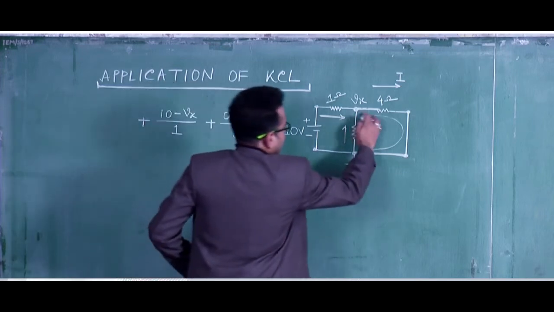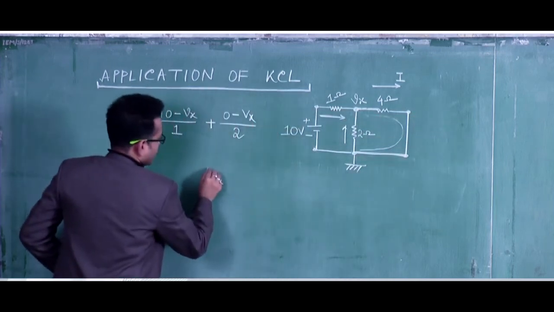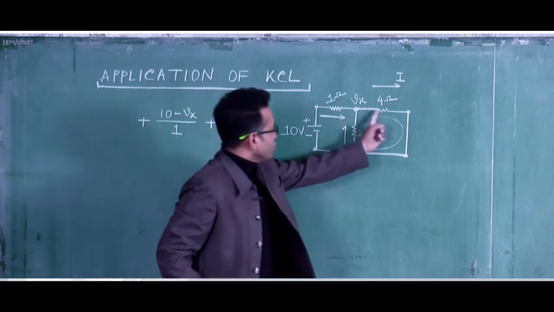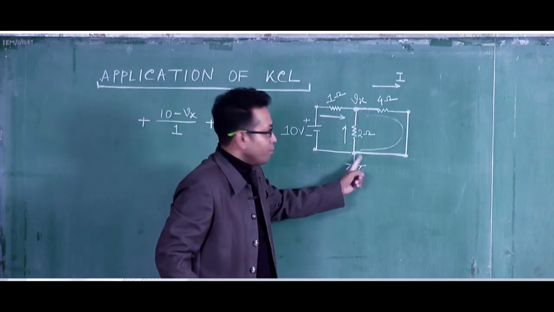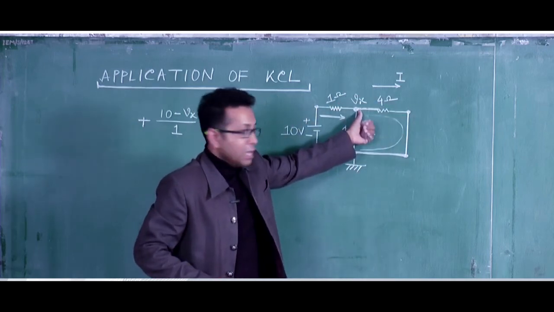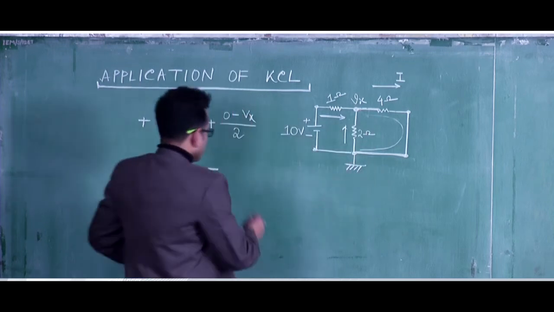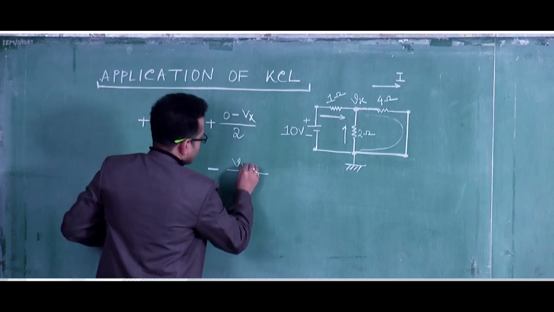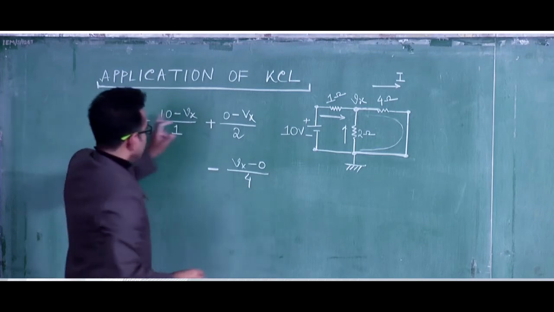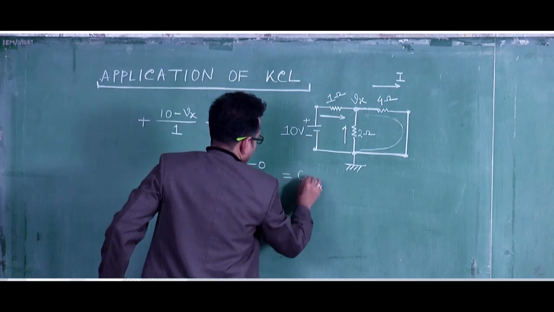Now another current, this current. This is outgoing current, so it should be considered as minus sign, outgoing current, minus sign. What will be the potential difference for this branch? Obviously now current is generated from this side, so this node potential should be greater than that of this node potential. That is why we have to consider Vx minus 0 divided by 4. So the sum of all the currents in a particular node equals 0.